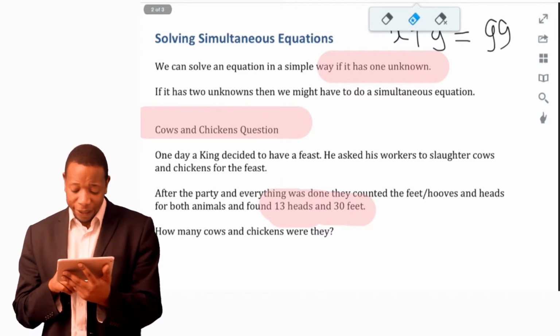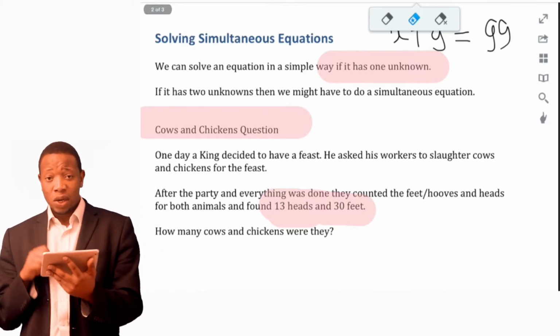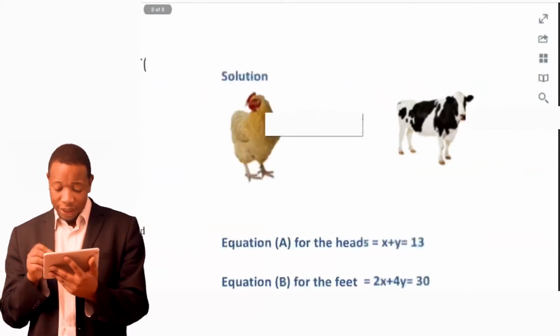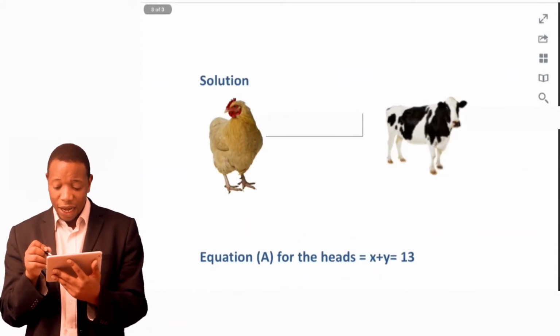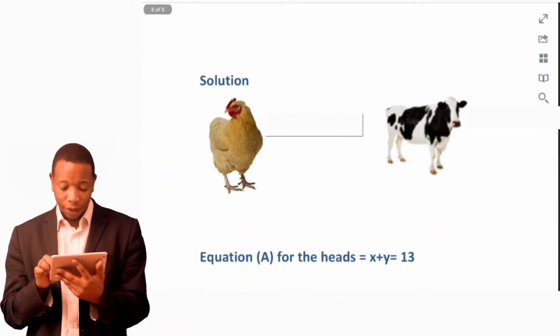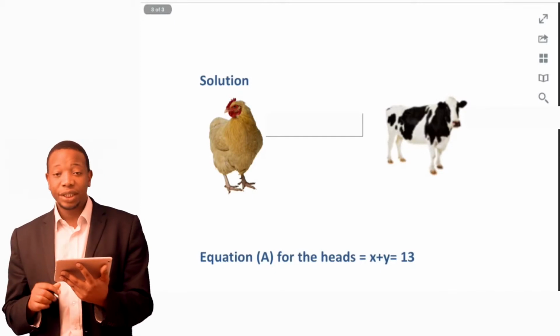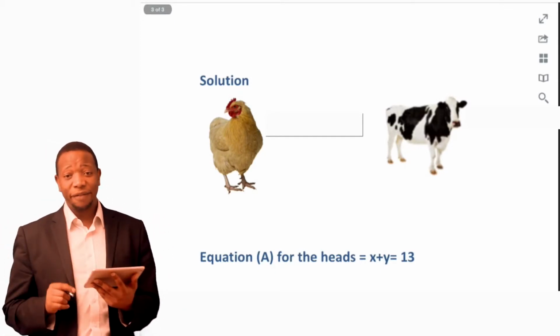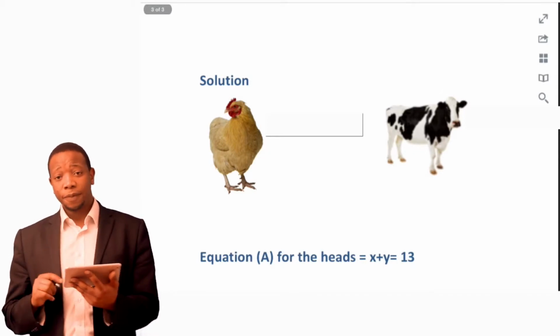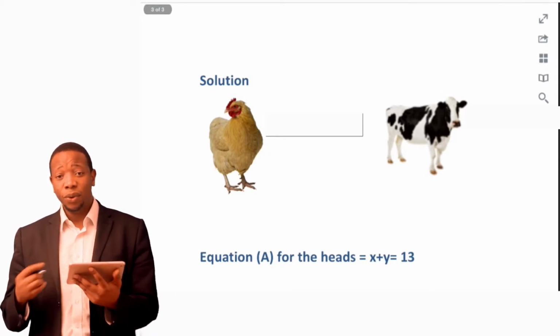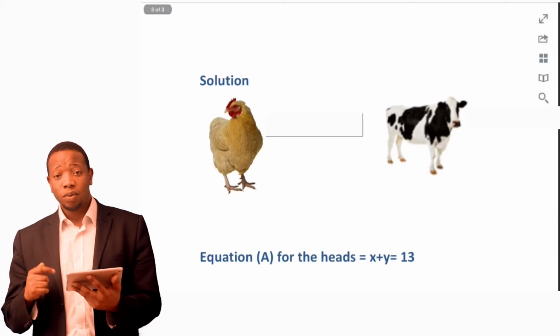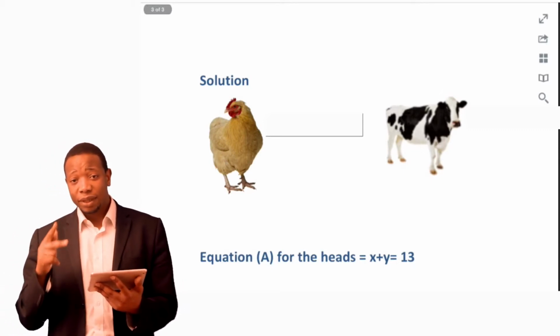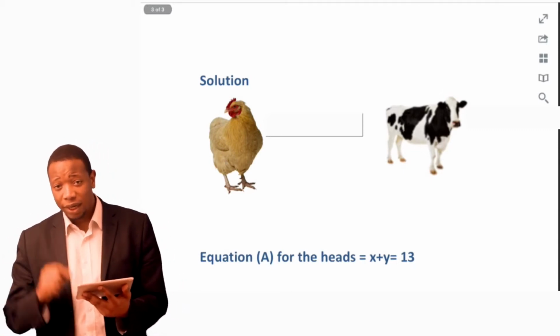So now, in my solution, what I had to imagine first of all is how many chickens and cows we had. I had to imagine how many heads does a cow have? That's 1. How many feet or hooves? It's 4. What about a chicken? It's 2 feet and 1 head.